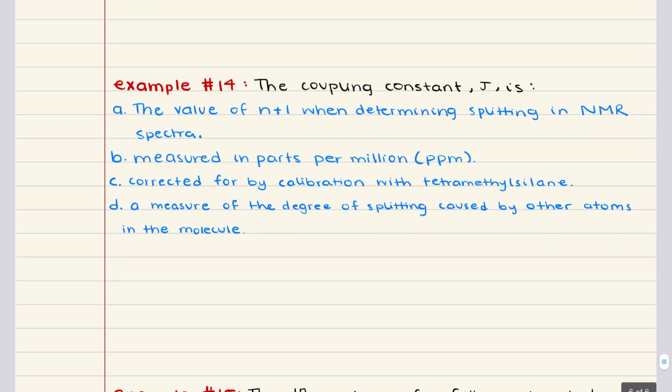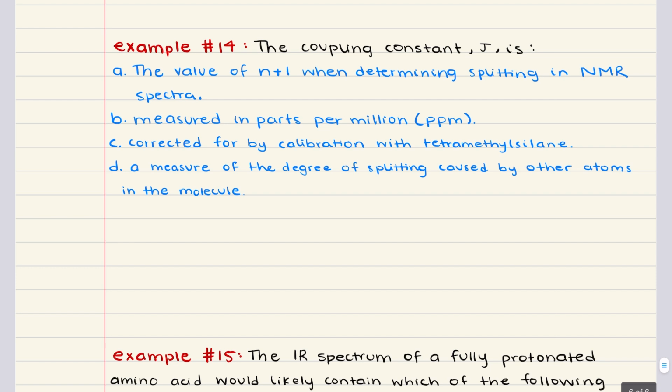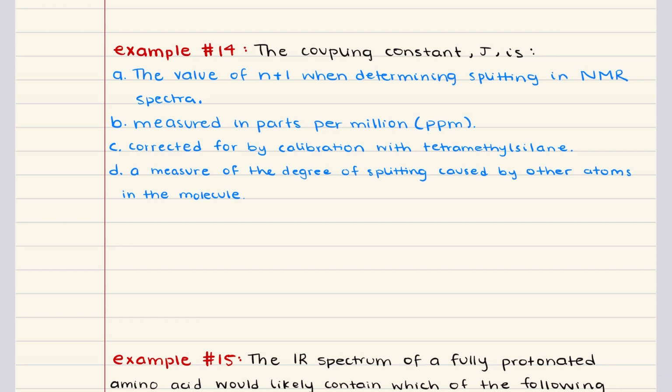Problem 14 says the coupling constant J is blank. A says the value of n+1 when determining splitting in NMR spectra. B says measured in parts per million. C says corrected for by calibration with TMS. And D says a measure of the degree of splitting caused by other atoms in the molecule.